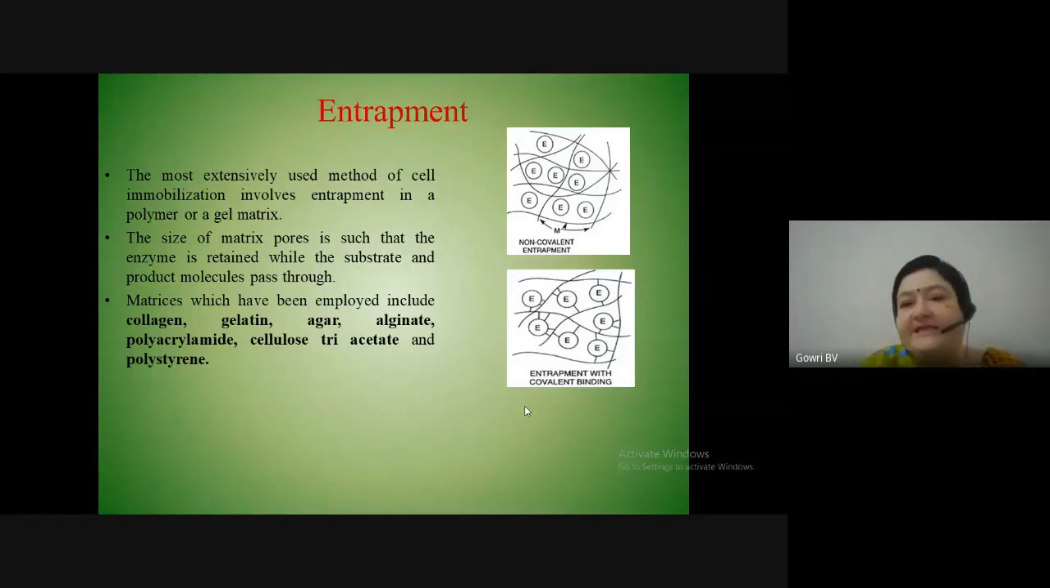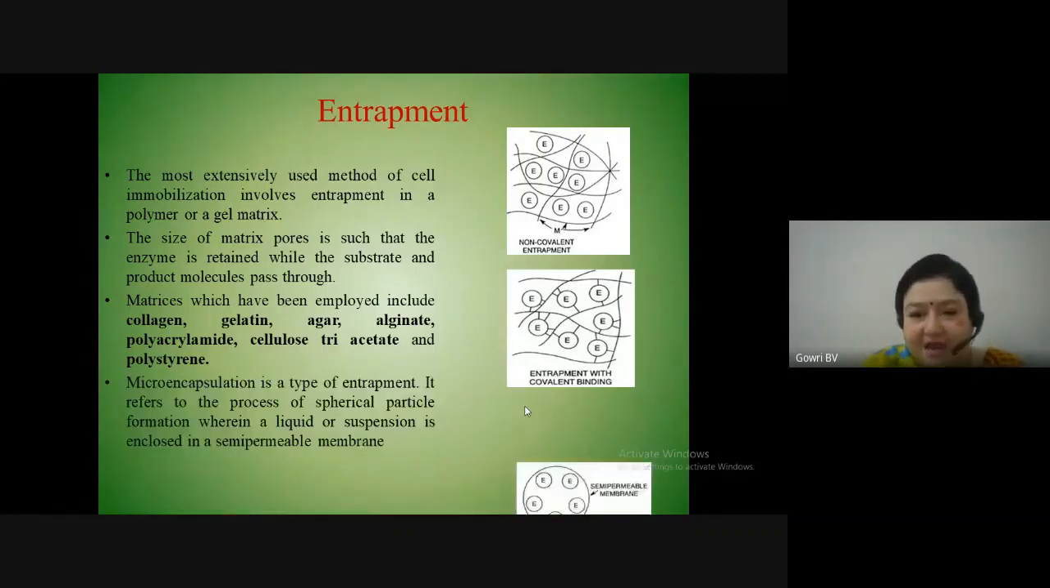If you look at the right side diagram, two different forces play a very important role here. Either a non-covalent entrapment, just entrapping without covalent bonding, or you can covalently bind it with the help of entrapment using matrices. I repeat, the most extensively used method of cell immobilization involves entrapment in a polymer or gel matrix. The size of matrix pores is such that the enzyme is retained while the substrate and product molecules pass through. Matrices employed include collagen, gelatin, agar, alginate, polyacrylamide, cellulose triacetate and polystyrene.